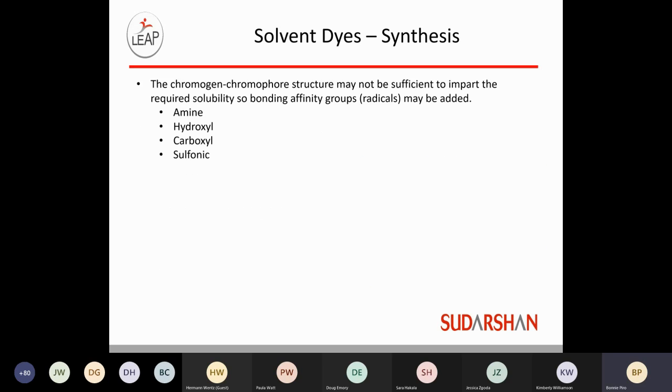And lastly, in the process, the chromogen and chromophore structure that I spoke about may not be enough to impart the required solubility in the polymers that we would like them to go into. So a bonding affinity group might also be added to that chromogen chromophore structure to improve that solubility. They can take on the structure of an amine, hydroxyl, carboxyl, or sulfonic. So if a bonding affinity group is used, it's very important that they are used as part of the classification of the dyes.